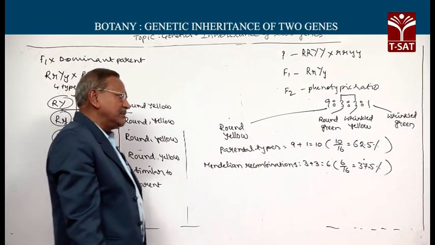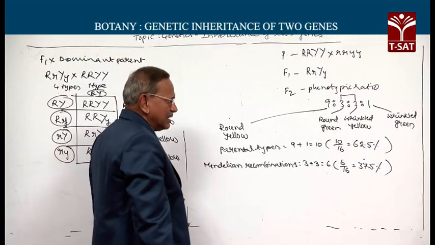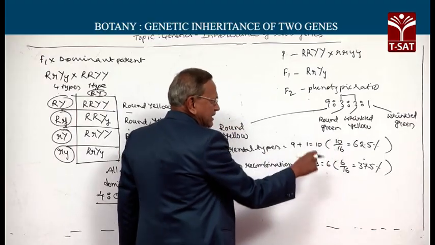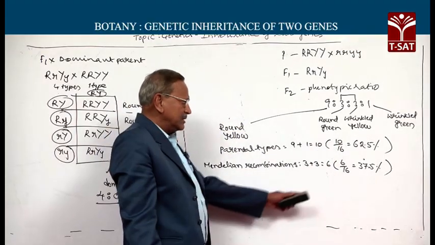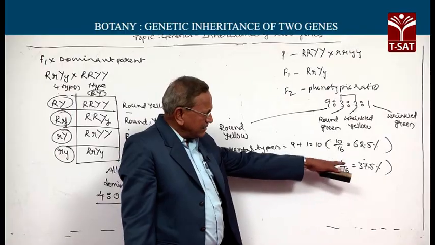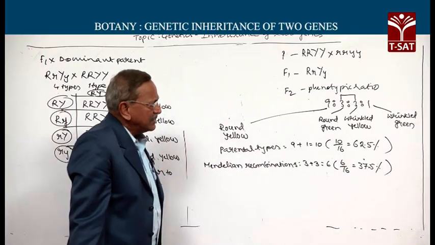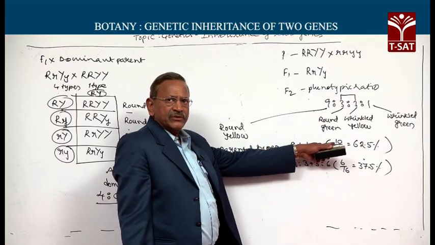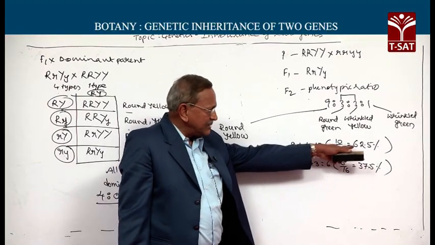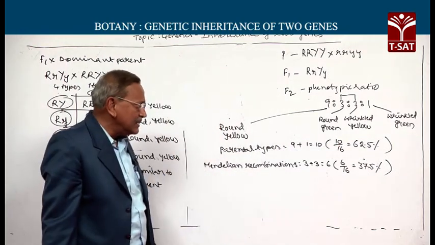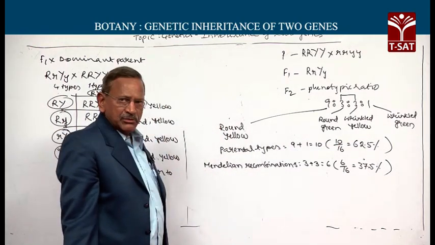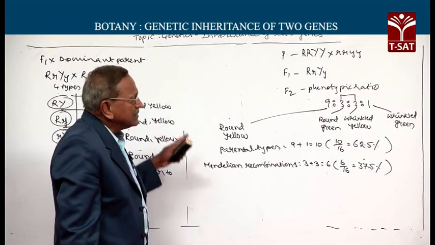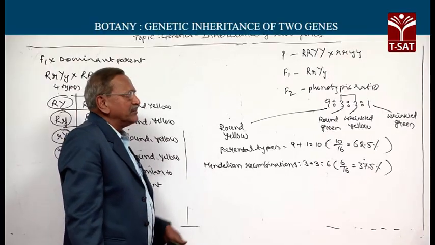So as a fraction it will be 10 out of 16 or 5/8. This also can be written as 5/8 or 62.5. This can be written as 3/8 or 37.5. As a fraction this must be 3/8. As a fraction this must be 5/8. And as a percentage it must be 62.5. The other one is 37.5. We considered the dihybrid cross is a product of 2 monohybrid crosses.